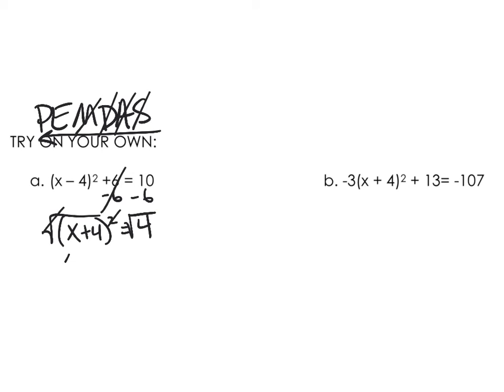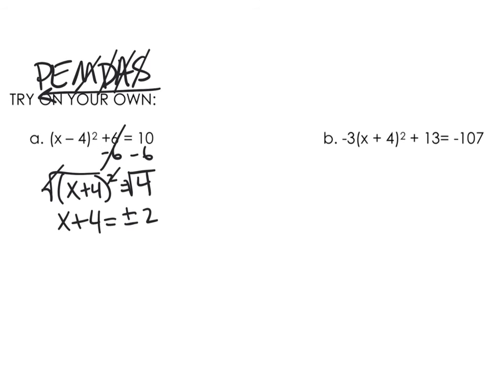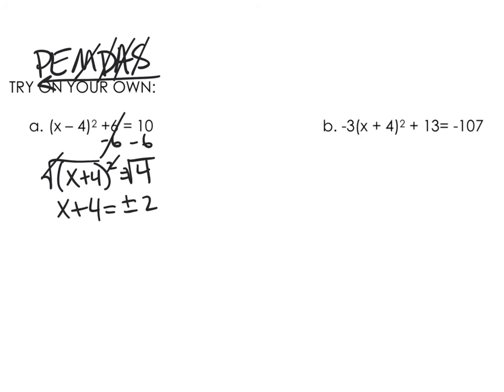getting rid of that squared, and just leaving me with an x plus 4. Since I took the square root on both sides, I need a plus or minus symbol. And if I type in square root of 4 into my calculator, I get 2. Now, this again is where we have two different situations that are happening. It says x plus 4 equals positive 2 and negative 2. So I'm going to split these up. X plus 4 equals positive 2 and x plus 4 equals negative 2.